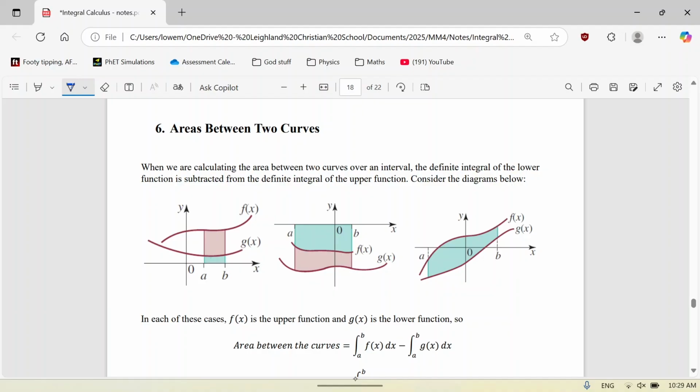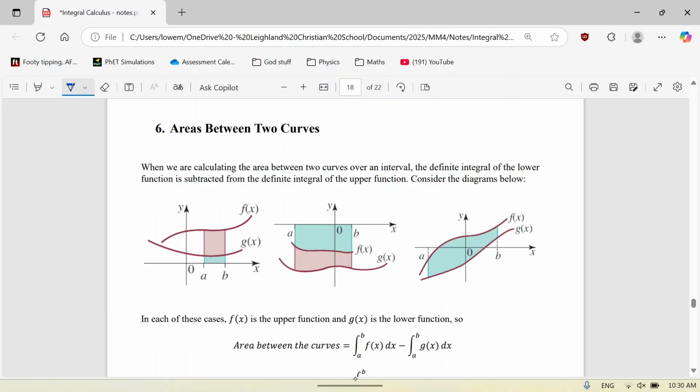Now that's going to be the same for this next one as well. Even though it's below the x-axis, what we need to think of is whichever function is above, that is the one that goes first, and we subtract the lower function from the higher function. So if we think through it, finding the definite integral from a to b of f of x will give you this green shaded region here.